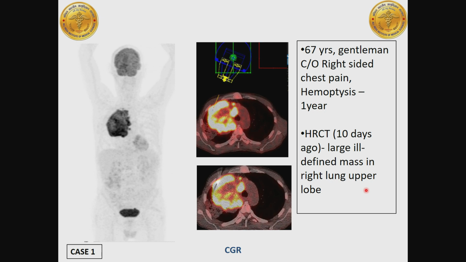So we can see there is a large ill-defined mass with a bronchial cutoff in the right lung upper lobe. And an important thing, as I discussed before, this uptake is not uniform. There are a lot of areas of necrosis within. So we directed our biopsy needle at the site of the maximum metabolic activity, and the final histopathology was squamous cell carcinoma.